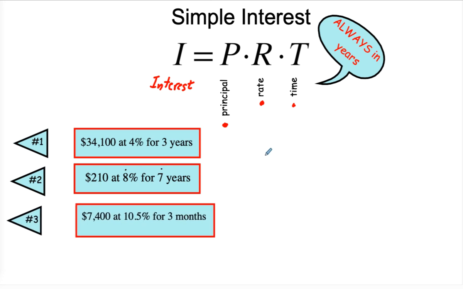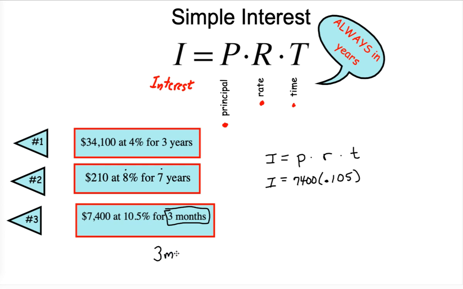The last one, again, here's our formula. Interest equals principal times the rate times time. Okay, how much interest would I pay if I borrowed $7,400 at a rate of, I got to make that into a decimal, 0.105. Now, careful, time always has to be in years. This is not years, this is months.